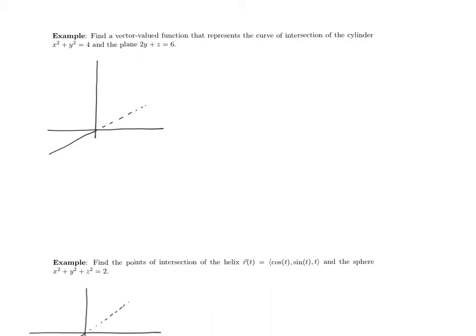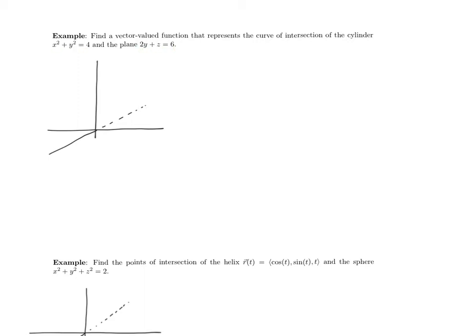What we are going to do now is explore some of the common questions that might be asked of us, specifically things involving finding a curve that might represent the intersection of two surfaces, or finding the point of intersection between a curve and a surface. So let's begin with this top example. Find a vector valued function that represents the curve of intersection of a cylinder and a plane.